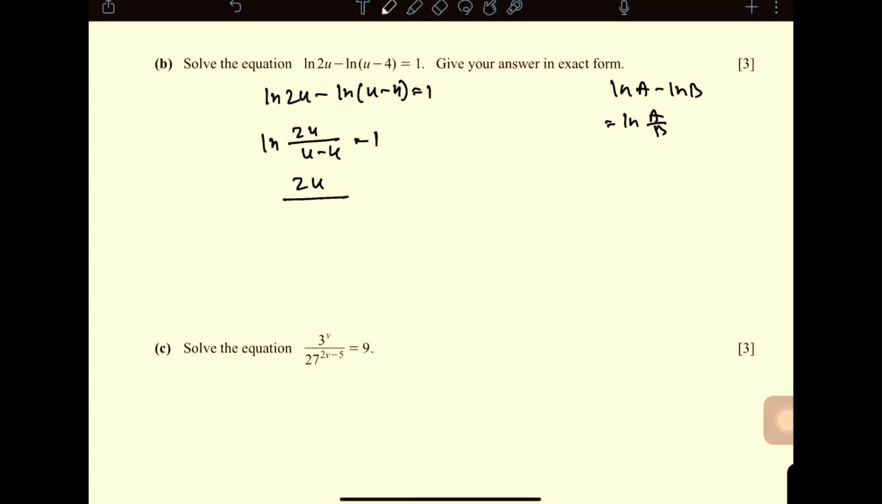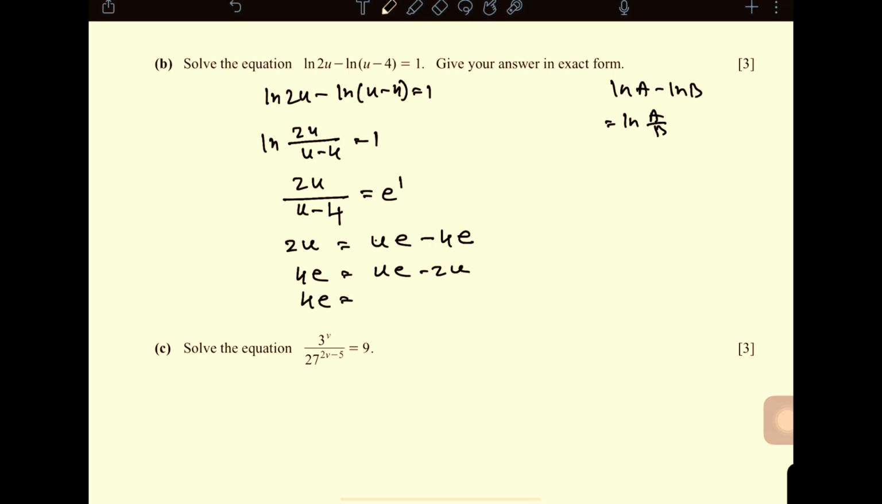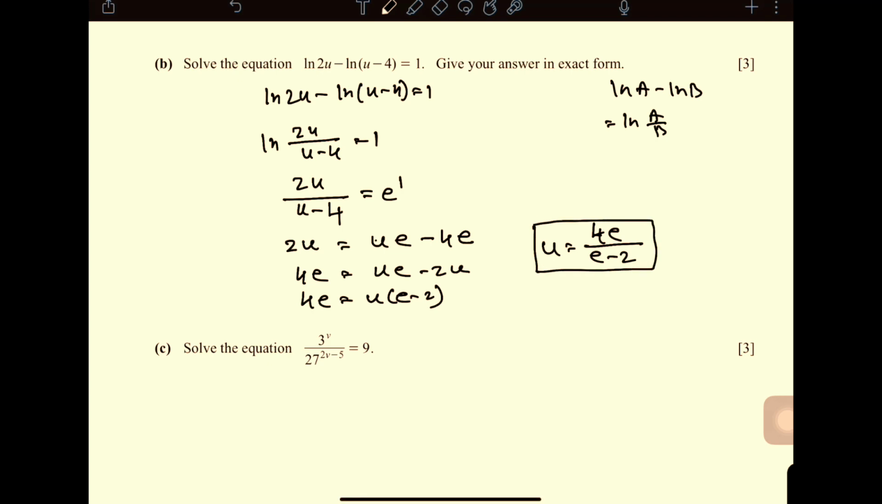2u divided by u minus 4, since base is e, so it will be over 1. And if we multiply, 2u equals ue minus 4e. Now if I take it to this side, ue minus 2u, and make u the subject, so u equals 4e divided by e minus 2. So this is the solution of this equation, and it's in exact form.